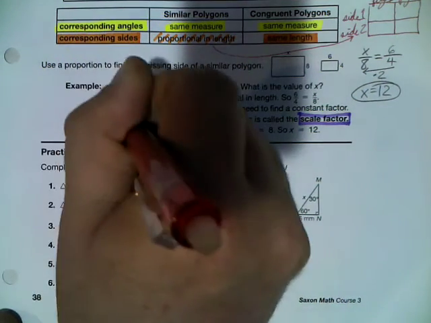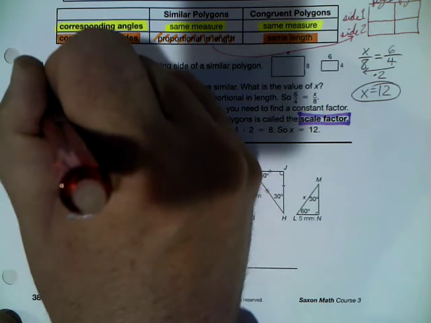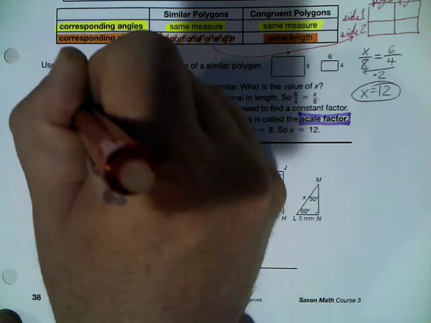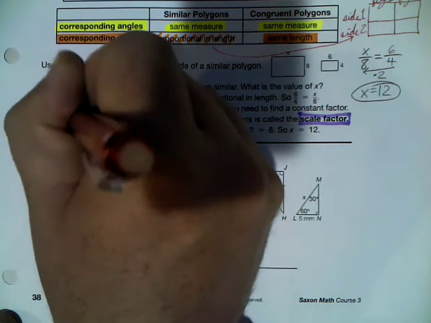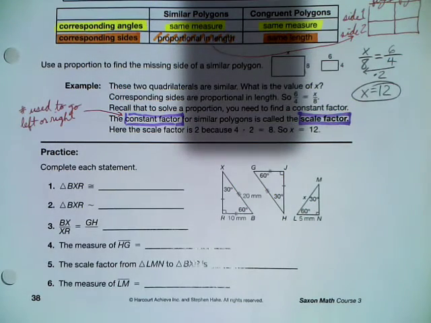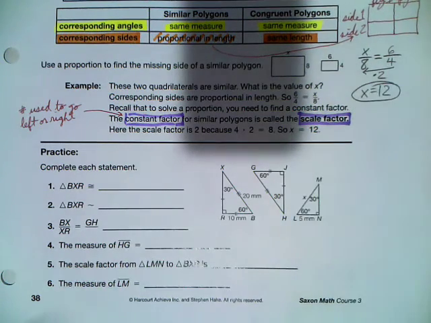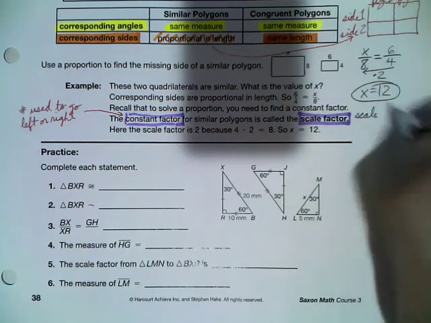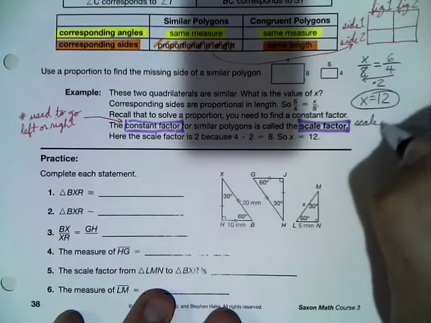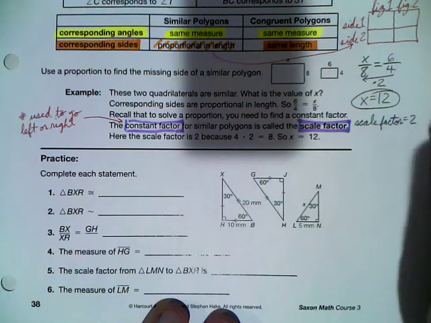And just a quick note about the constant factor. Remember, this is the number used to go left or right across the proportion. Because 4 times 2 is 8, in this case our scale factor would be 2.